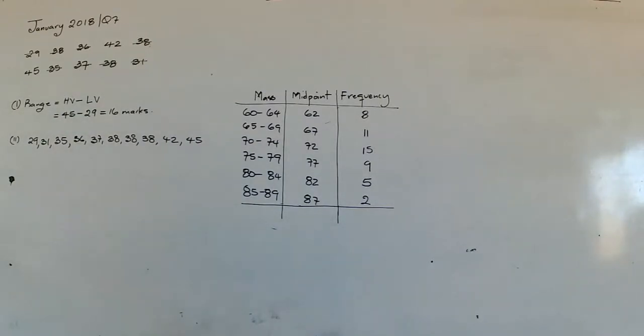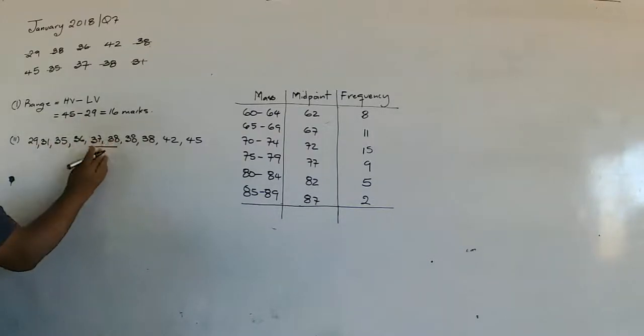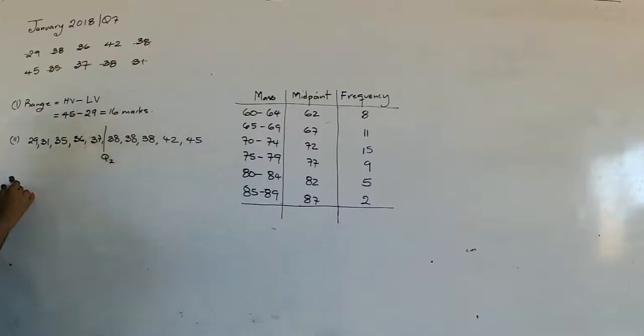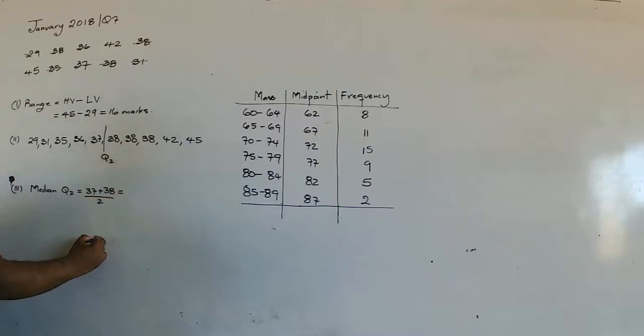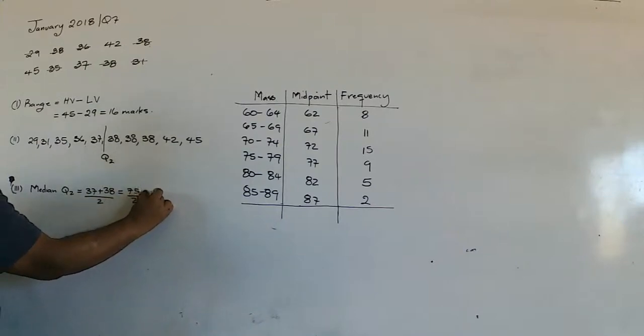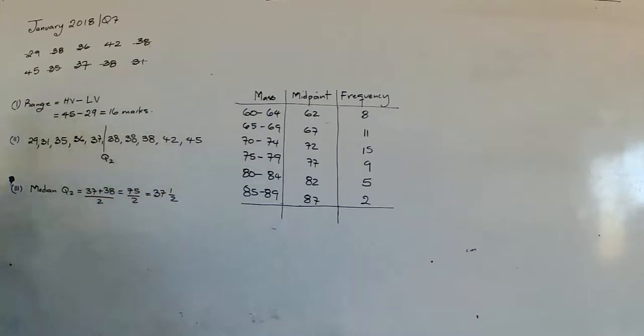Whenever there's an even number of values, you must add the two middle values and divide by 2. So 1, 2, 3, 4, 5. These are the two middle values. So Q2, the median, is equal to 37 plus 38 divided by 2. This is 75 over 2, which is 37 and a half. That's the median.